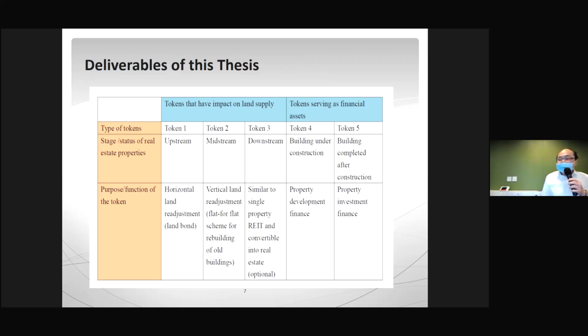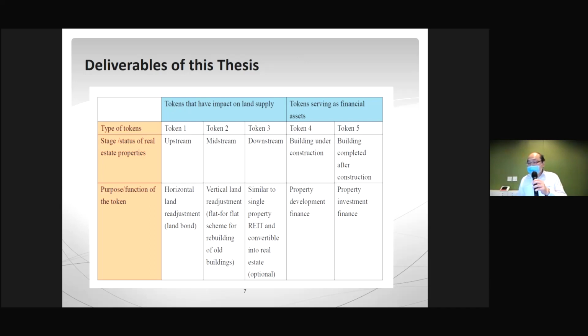Now, my thesis is very interesting. I have 5 tokens. I am thinking of using the token in 5 different ways to address the shortage of land in Hong Kong, and also to help build Hong Kong's asset management. The first three concern the supply of land, and the last two concern the use of the real estate token as a financial asset.